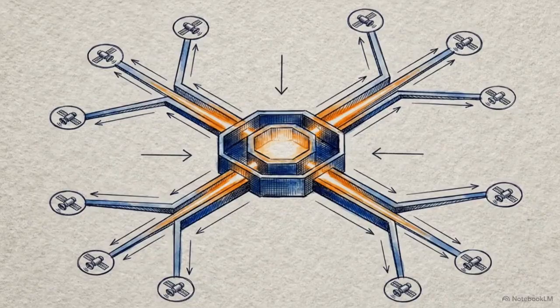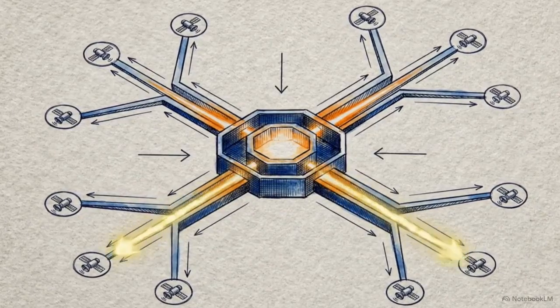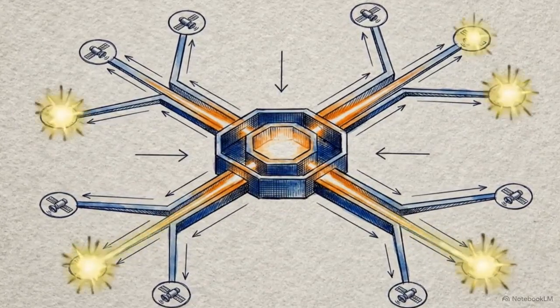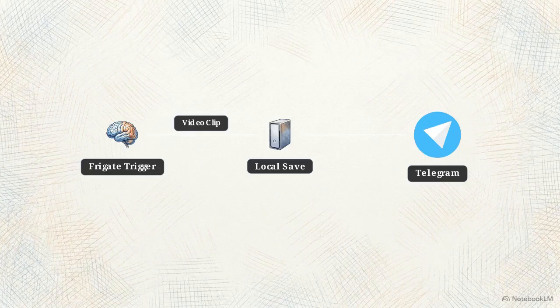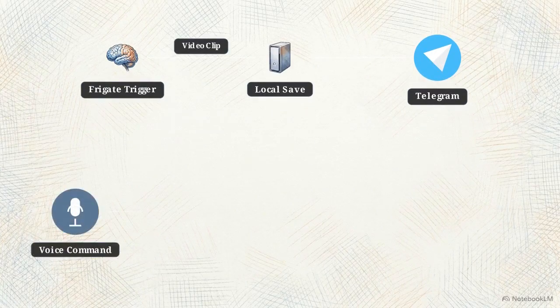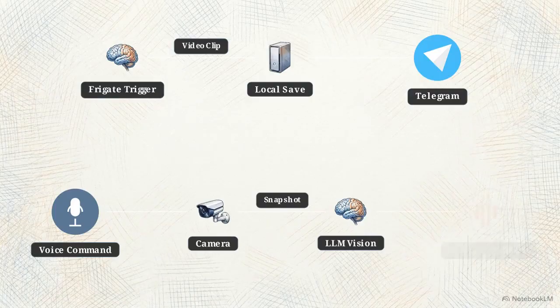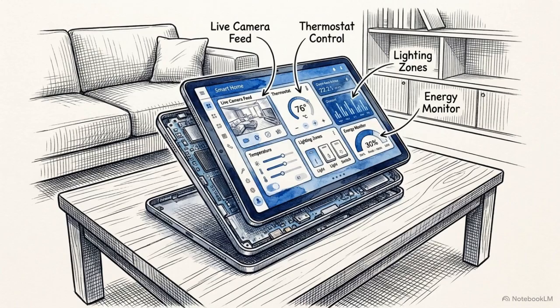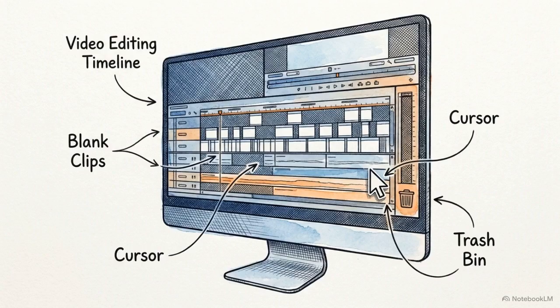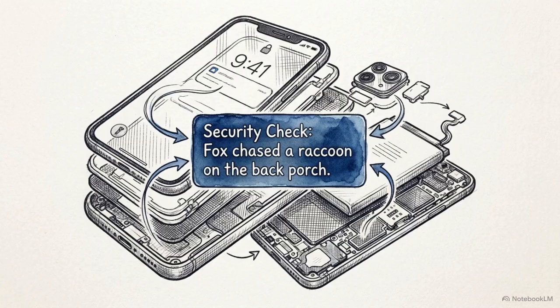To put that filter to work, we connect Frigate to Home Assistant. Home Assistant reads Frigate's detection events and reacts instantly to trigger real-world actions. Let's build a notification recipe. Frigate detects a person, Home Assistant saves a video clip and pushes it to Telegram. Alternatively, speak a voice command. An LLM analyzes a fresh camera snapshot and returns a spoken summary of your property. These automations completely change how you interact with your house. You no longer have to scrub through hours of empty footage. Instead, you get a clear description of an event the moment it happens.